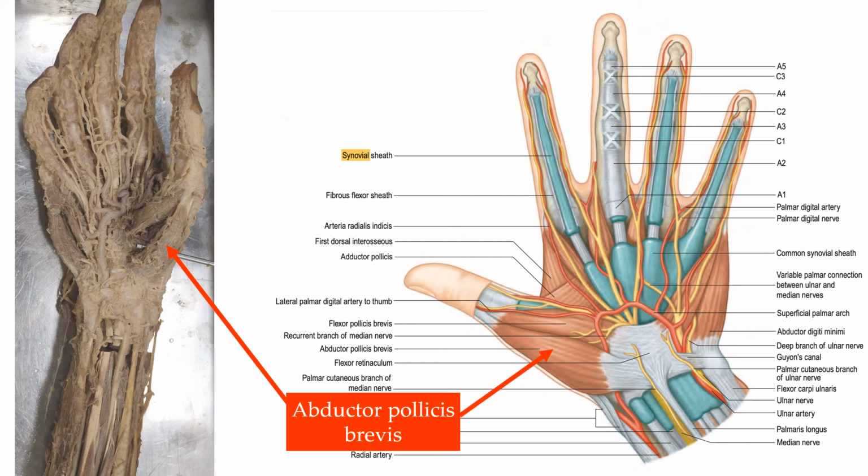Now this illustration is to show you the placement of abductor pollicis brevis. Here, this is abductor pollicis brevis. It is located laterally and flexor pollicis brevis is located medially. Now the same thing we can see in this cadaveric specimen. This laterally placed muscle is abductor pollicis brevis and this medially placed muscle is flexor pollicis brevis.